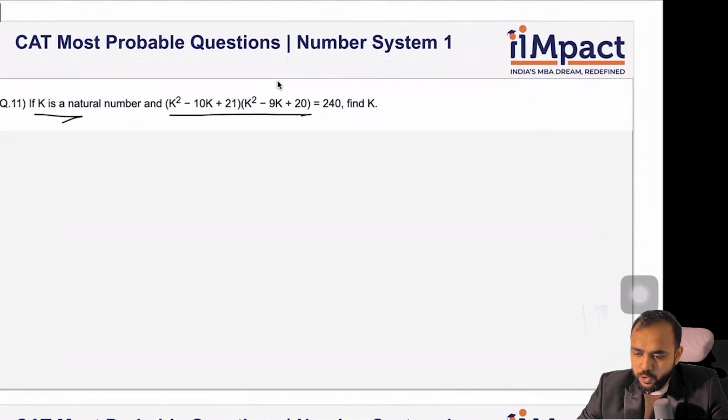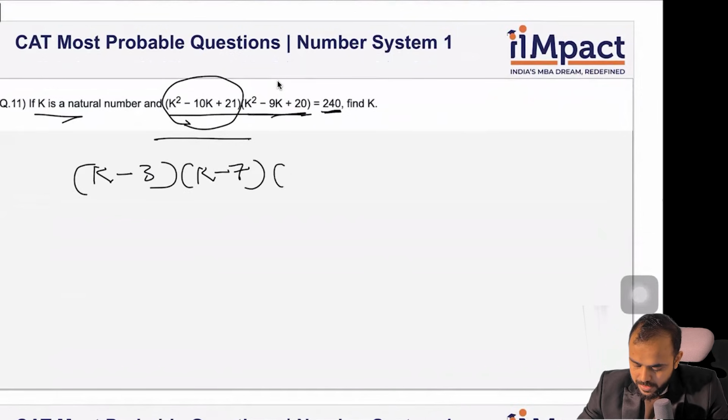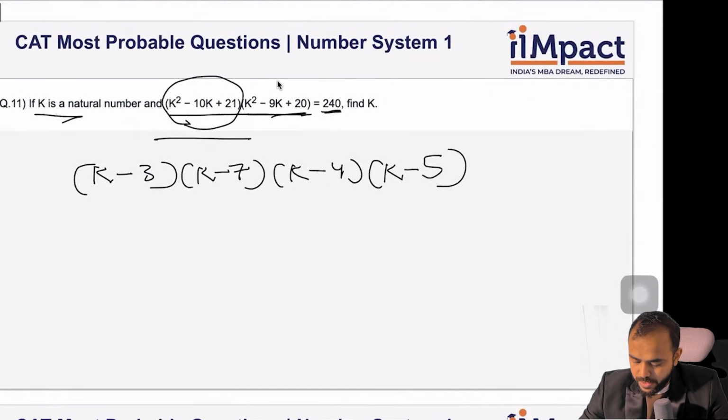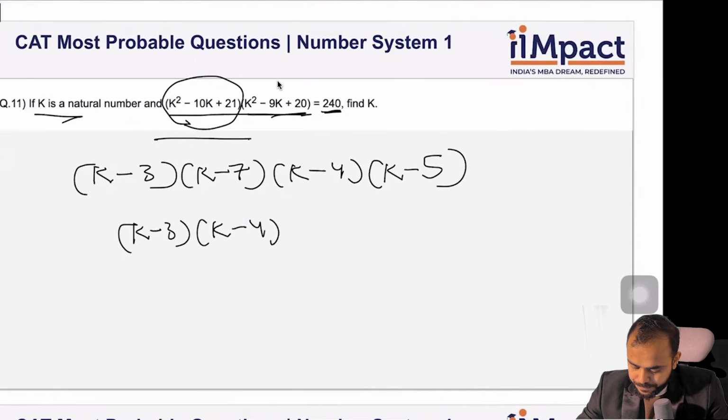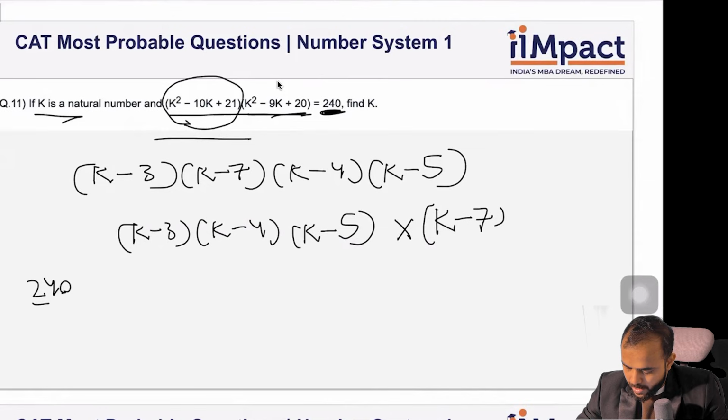So I should try and do something like a product of numbers equal to an integer, 240. These numbers can be factorized. This is k minus 3 into k minus 7, and this is k minus 4 into k minus 5. So what it looks like to me is there are three consecutive numbers getting multiplied, and then there is also a smaller number, k minus 7. So let us now break 240.